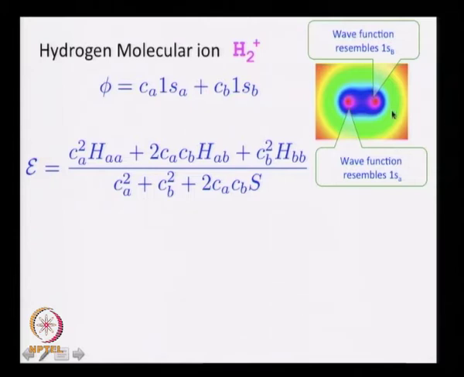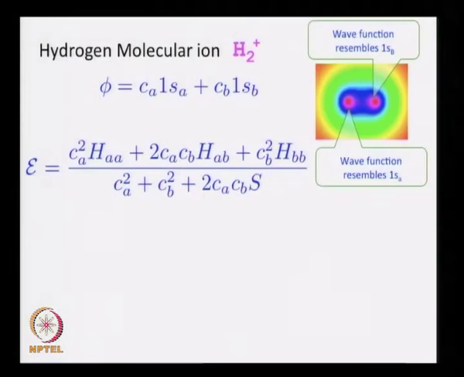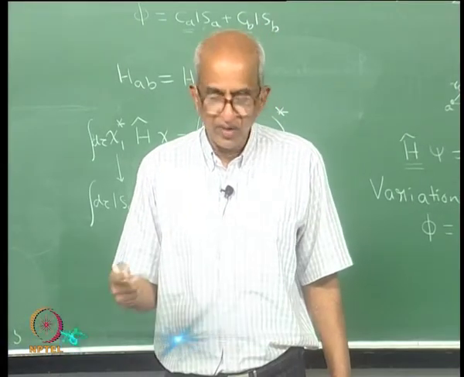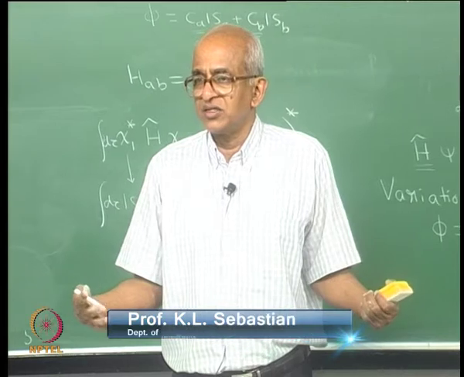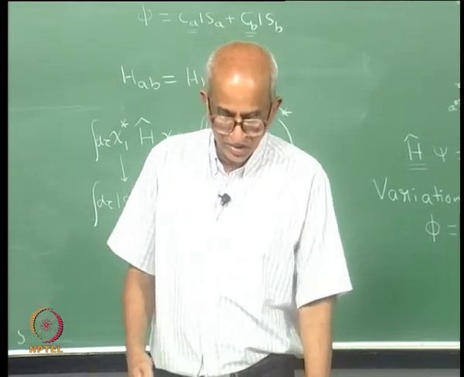And now, what is the next step? This is now a function of Ca and Cb. The script E as it is written in the slide is a function of Ca as well as Cb. And so, what should I do? I will have to find the values of Ca and Cb such that this function has the least value, and that is what I will do in the next lecture.